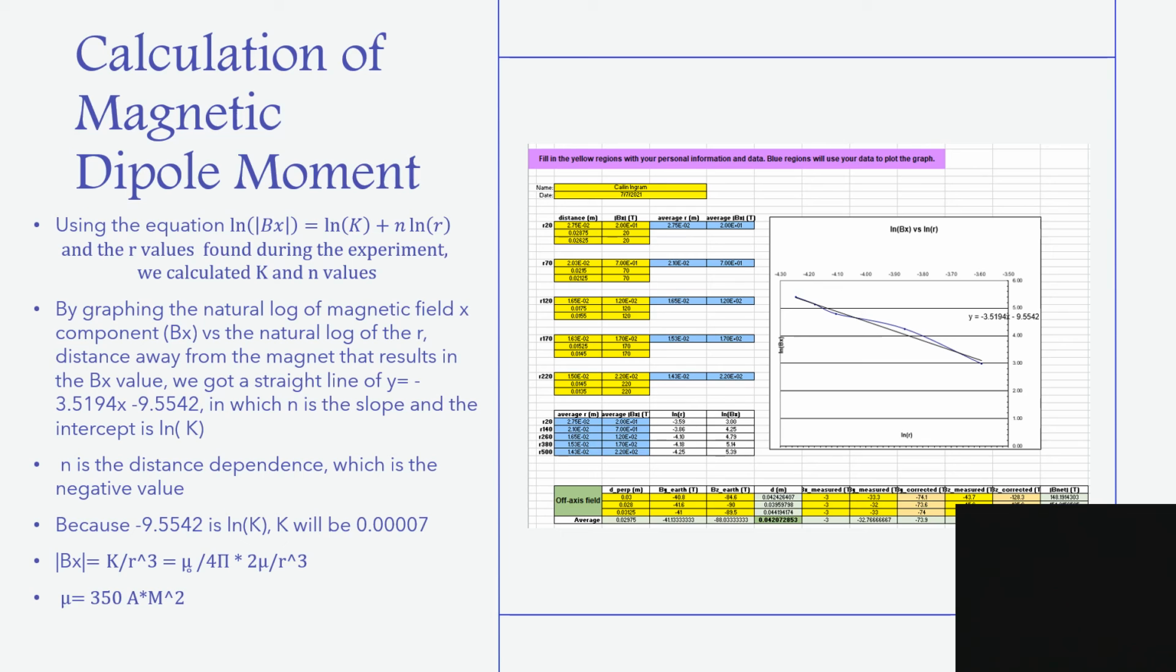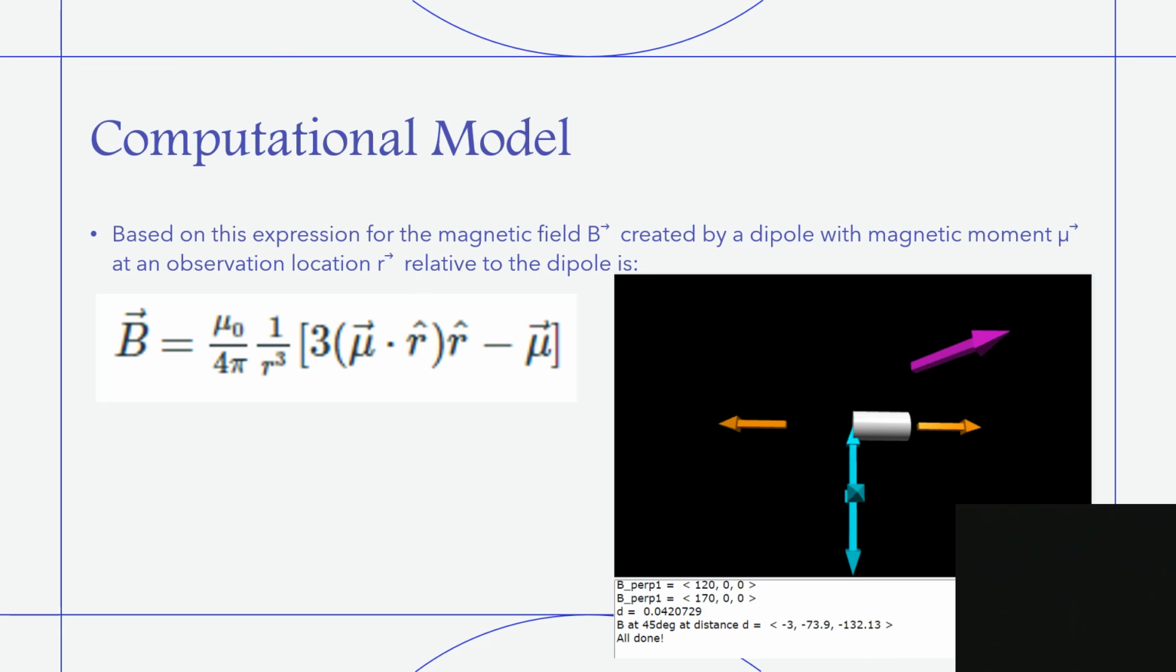By simplifying this last equation of the absolute value of the net magnetic field, it was calculated that the magnetic dipole moment was approximately 350 ampere square meters. Computational model. This model was based off of this equation shown below.